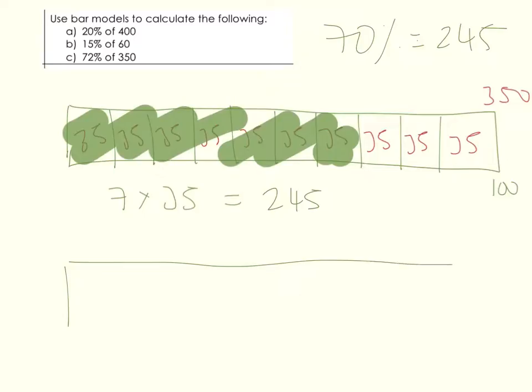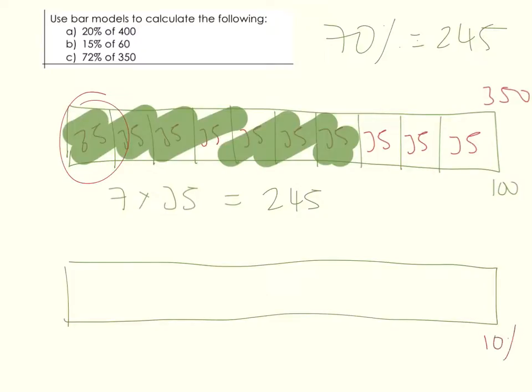So now we know that 10% is 35, because one of these blocks is 10%. We can then break that 10% down into 1%. So if this whole block is worth 10%, then 1% is going to be a tenth of that. So 1, 2, 3, 4, 5, 6, 7, 8, 9, 10. And then 10% is worth 35. So that means each one of these is worth 3.5.